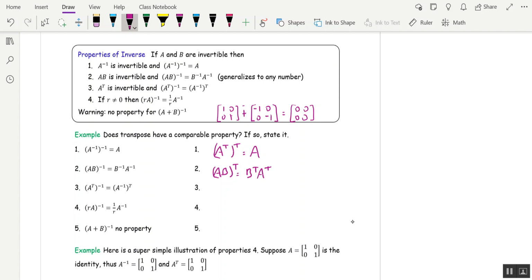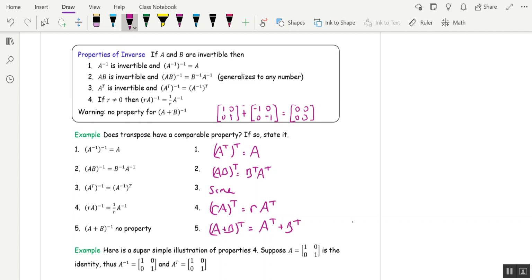Well, this already involves transpose. So this property, I'll just write same. And for this one, we had a different property. This was RA transpose was R times A transpose. I don't know if you remember, but I said if you take a matrix, multiply by 2, and then transpose it, that's the same as transposing it and then multiplying all the entries by 2. There's no property for the sum of two matrices and then taking the inverse, but there is a property for the transpose of a sum. And that was just A transpose plus B transpose.